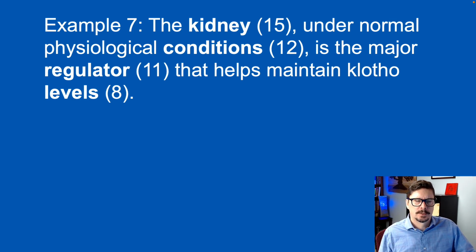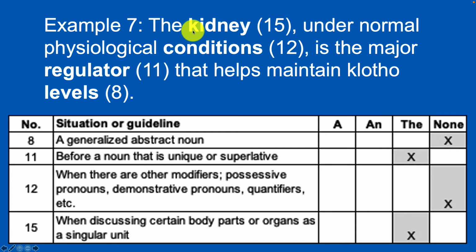So the kidney, we have an article here that's using Rule 15 when discussing certain body parts or organs as a singular unit. The human body has 2 kidneys. You might say, well, they're talking about one of those 2 kidneys. But no, we're talking about the kidney as an organ system. So the 2 kidneys become one system.